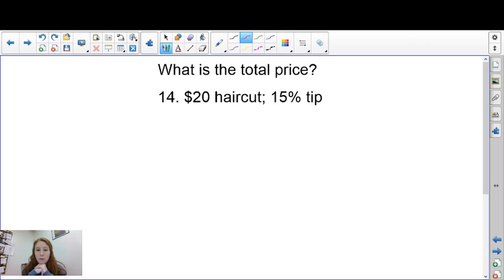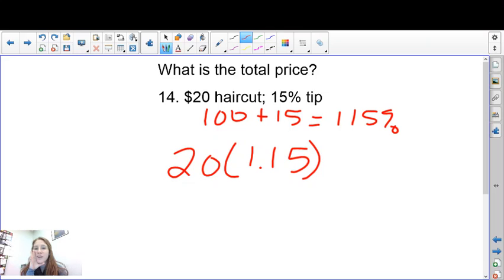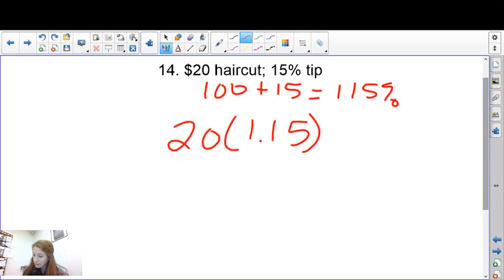Okay, we want to know the total price. I'm getting a $20 haircut with a 15% tip. So that means my total should be getting bigger. If my total is getting bigger, that percent should be over 100. So 100% plus 15% is 115%. So 20 times 1.15, because that's 115% as a decimal. And when I do that one, I get $23. And that is H.